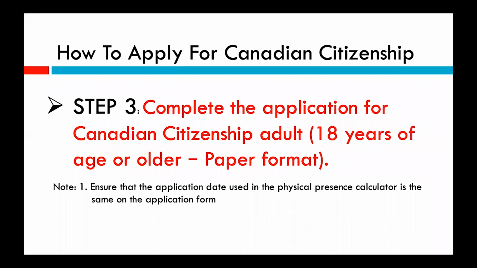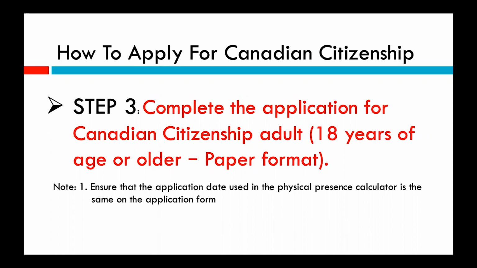Welcome to step 3 on how to apply for your Canadian citizenship. In this step, you're going to complete your application for Canadian citizenship for adults 18 years of age or older, and this is going to be the paper format.